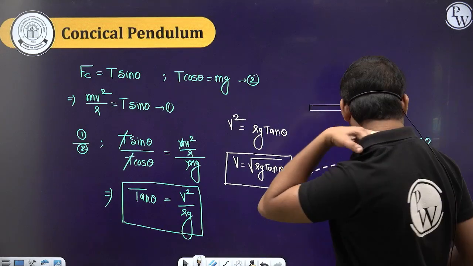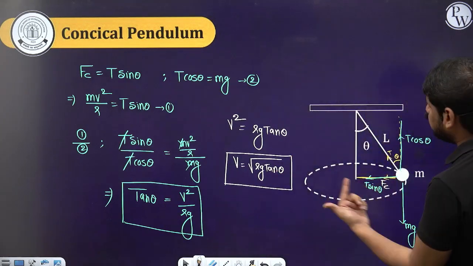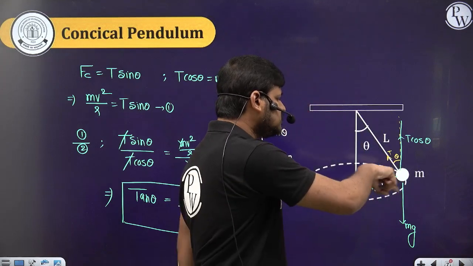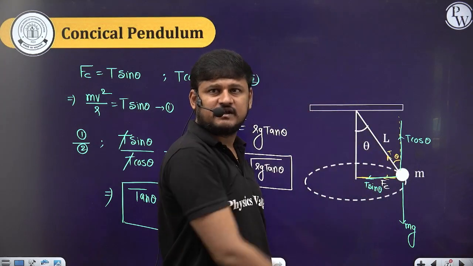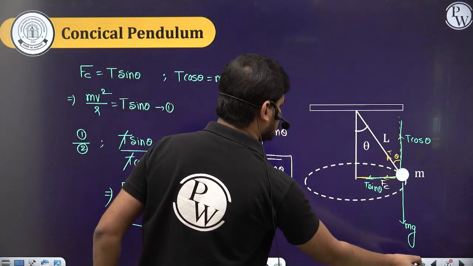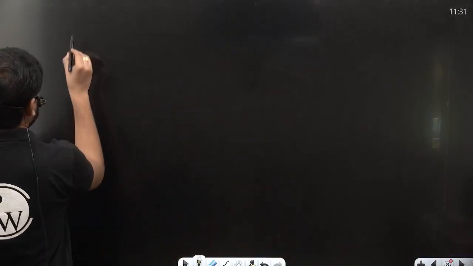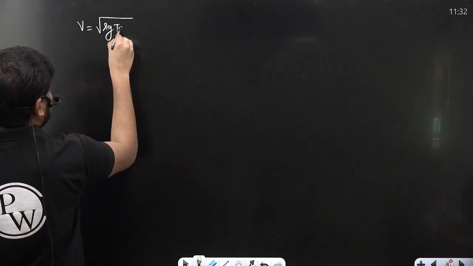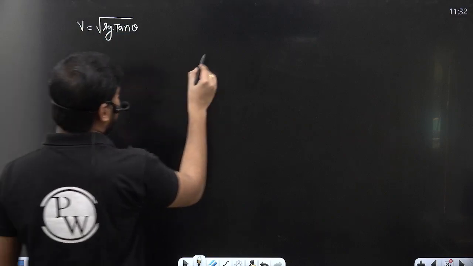We can further find the time period of this circular path. The time period means the time to complete one complete revolution. So how much time does it take? That also we can find. So how do we find? Let's see. We have got v equal to square root of rg tan theta, right? Now I need the time period.